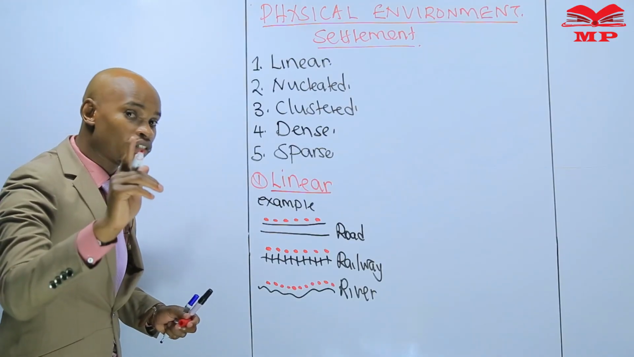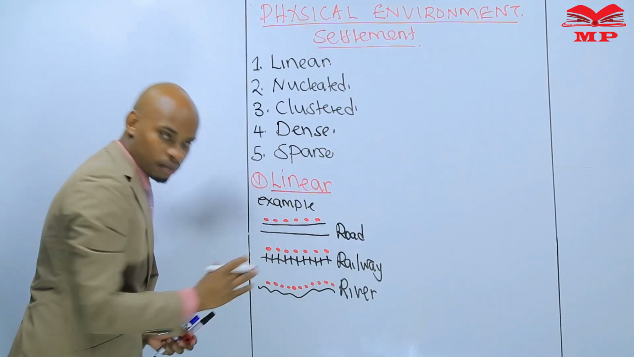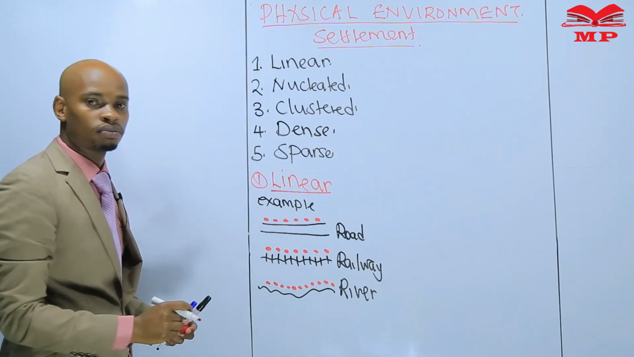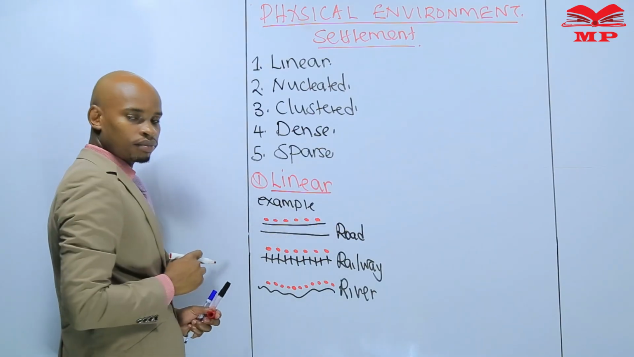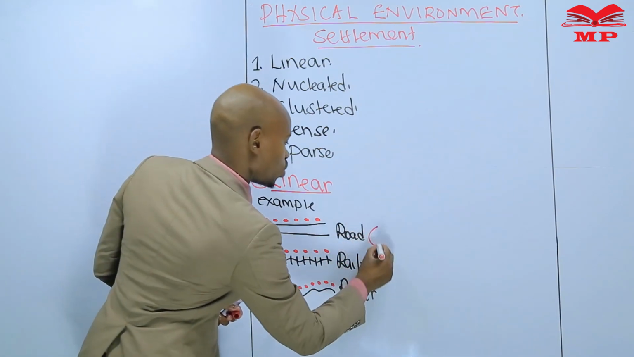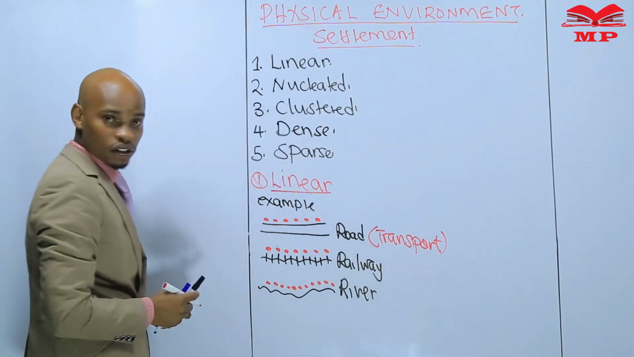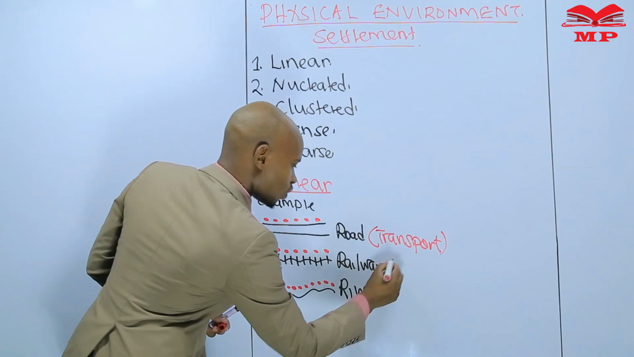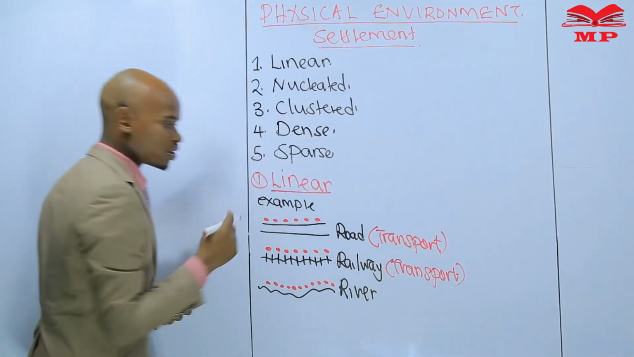That is your first assignment, to identify which settlement. If they are following a line, that is linear. The second thing you are supposed to know is why. If they are following a road, they are forming a linear pattern along the road. So what is influencing that pattern? Of course, that is transport. If they are following a railway, that is another form of transport. So they are being influenced by transport.